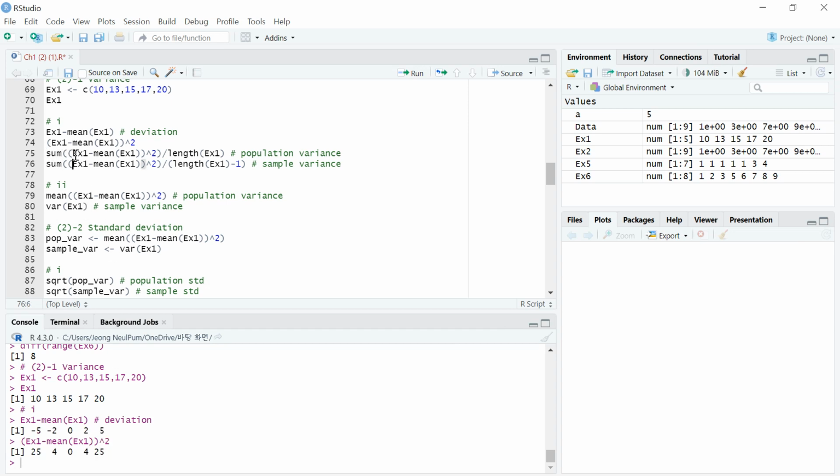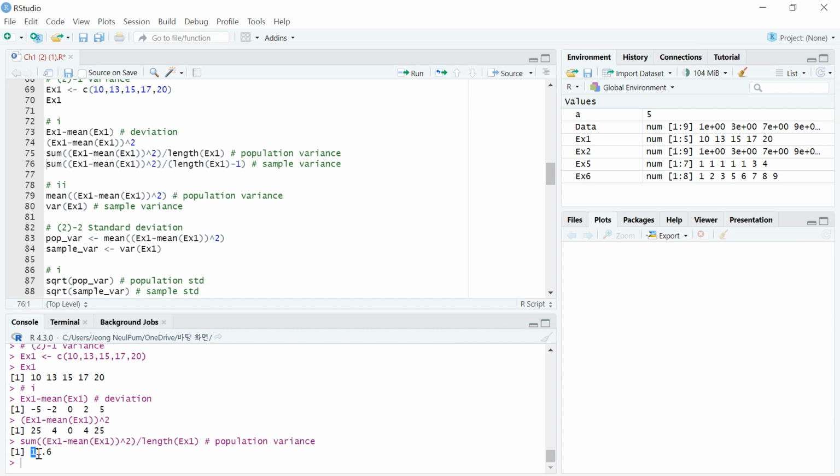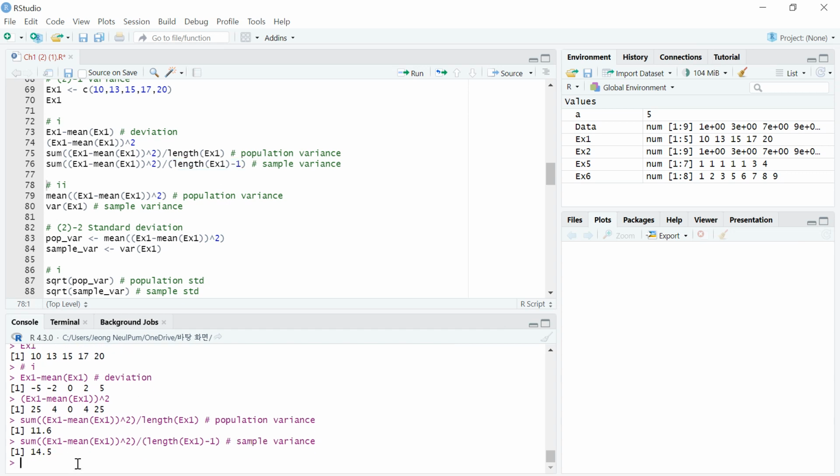And because this is the population variance formula, we can use this formula, and if you run this code, you can get the population variance as about 11.6. And if our data comes from a sample, we follow the formula for sample variance, where we divide the same value by n minus 1, which gives 14.5, different from the other.